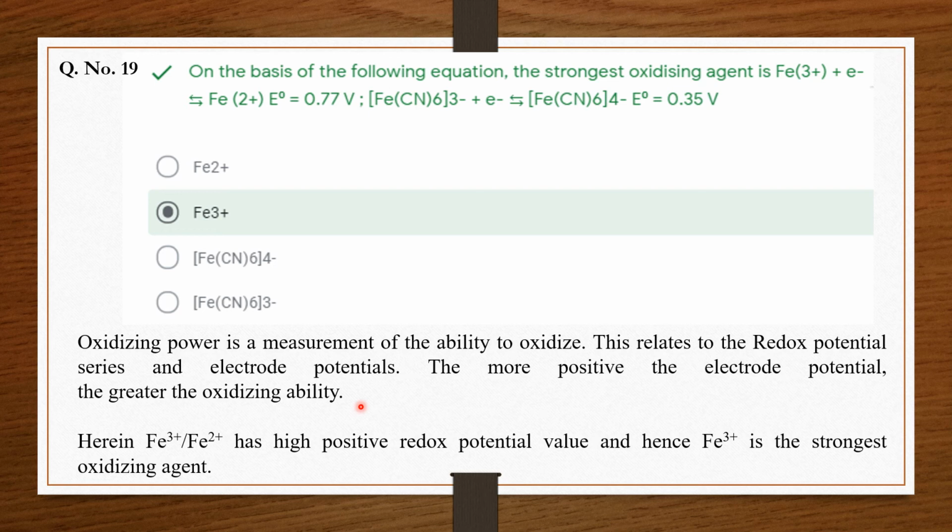The oxidizing agent is the one which gets reduced easily. The E0 value of Fe3 plus to Fe2 plus is higher compared to ferricyanide to ferrocyanide, 0.35 value. So this redox couple gets reduced easily, that is Fe3 plus gets reduced easily, so it acts as a better oxidizing agent.